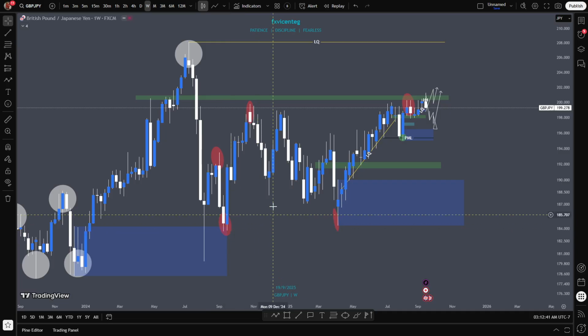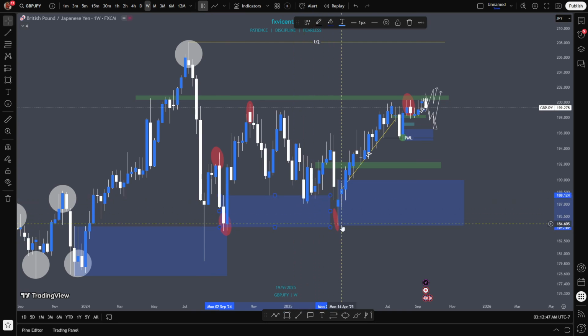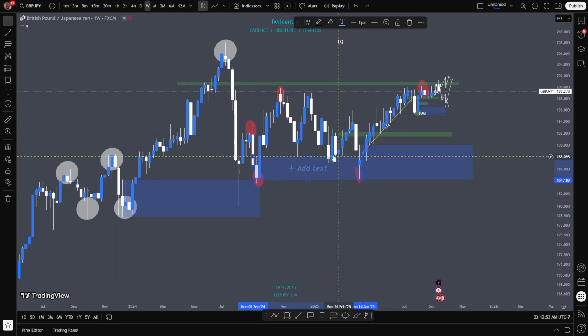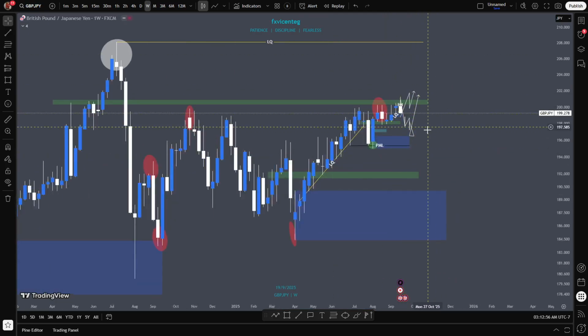We have another demand here that's no longer relevant because we made what? A new higher high. This was the previous demand. We come into that demand. We don't break structure. We make a new higher high, forming a new demand, and then now we can look to buy. So that's another thing that could happen.